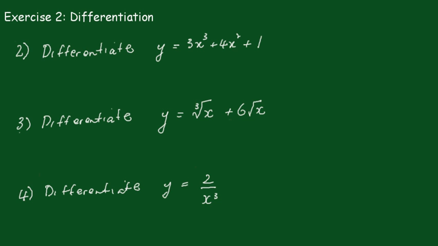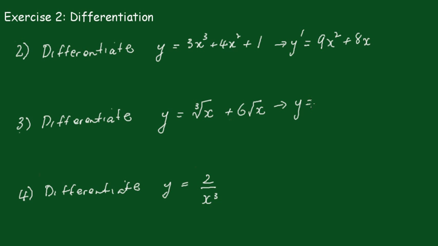All right, question 2, very straightforward one. Just applying the rule. That gives me y dash is equal to, the 3 comes down, 3 times 3 is 9. Take 1 off the power, x squared. 2 comes down, multiplies by the 4. That becomes 8. And that becomes x to the 1, or just x, because when you differentiate a constant, that'll go to 0.